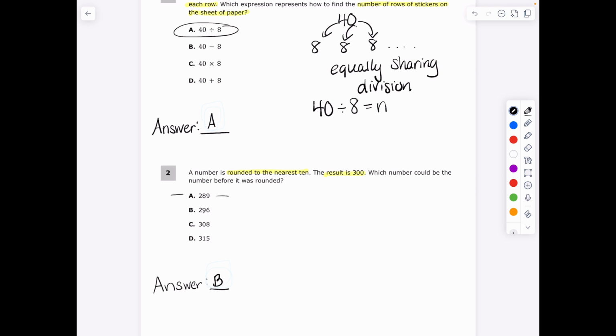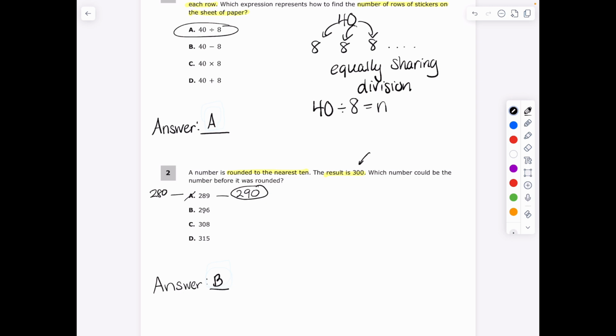So for example, with 289, I'm between 280 and 290. So how do I know which one is closer? Well, I know that 289 is very close to 290. Much closer to 290 than it is to 280. But we were looking for the one that is closest to 300, so I know it cannot be A.